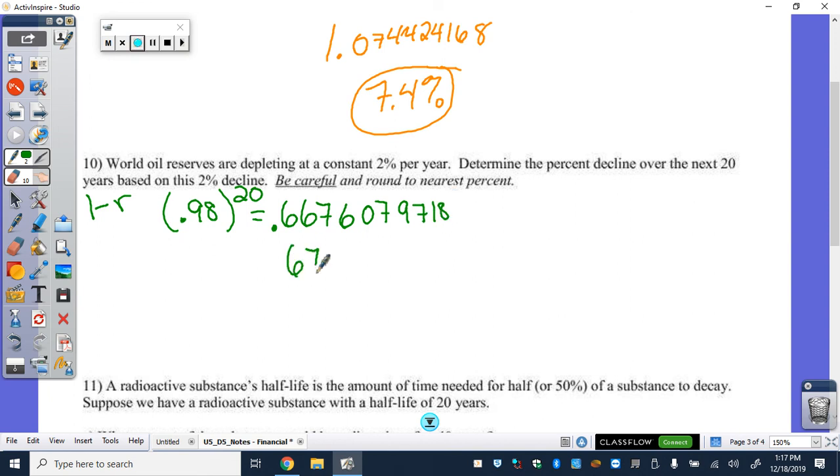But be careful though. Is that how much it actually decays by? You've got to subtract this from 100. How much did it actually decay by? 33%. So the decays have that one extra step. You've got to remember that's not the actual decay. You've got one more thing. You've got to subtract it from 100.